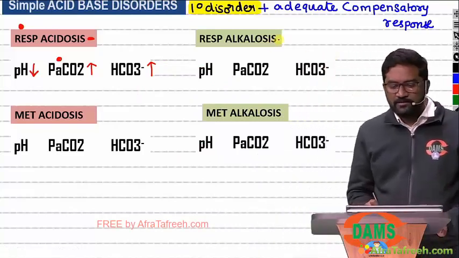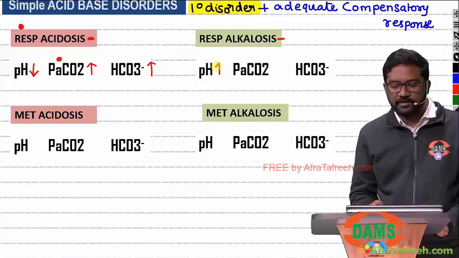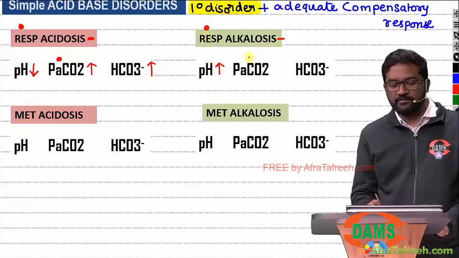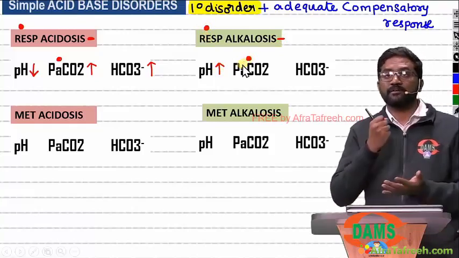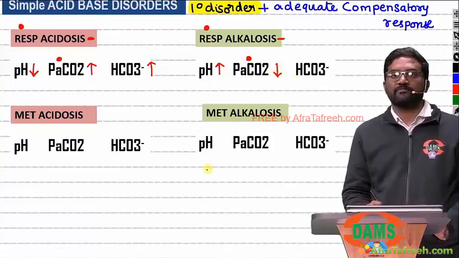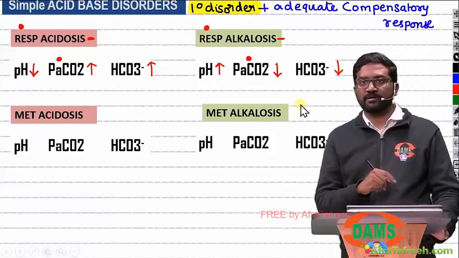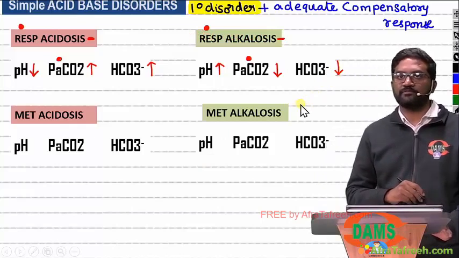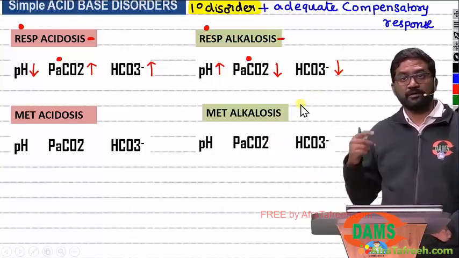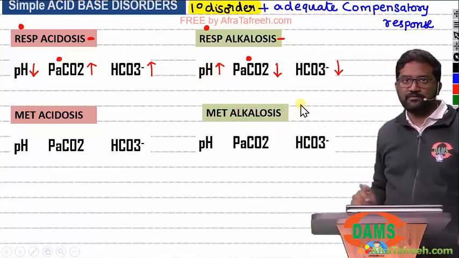Now to call it alkalosis here, what should happen to pH? pH should increase. To call it a primary respiratory disorder, where should the change be? CO2. What is respiratory alkalosis? CO2 wash out. For respiratory alkalosis, what is compensation? Metabolic acidosis. Very simple. For respiratory, metabolic. For acidosis, it will be alkalosis, and for alkalosis it will be acidosis. So this is how primary respiratory alkalosis behaves.